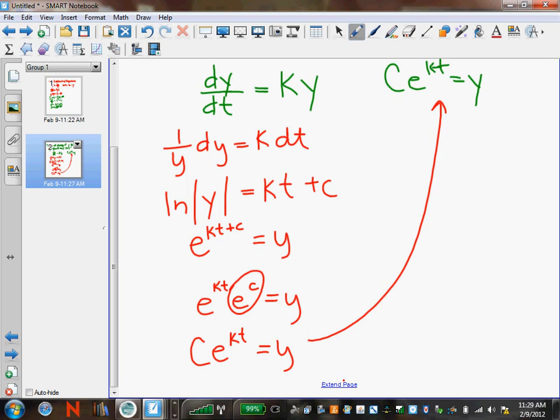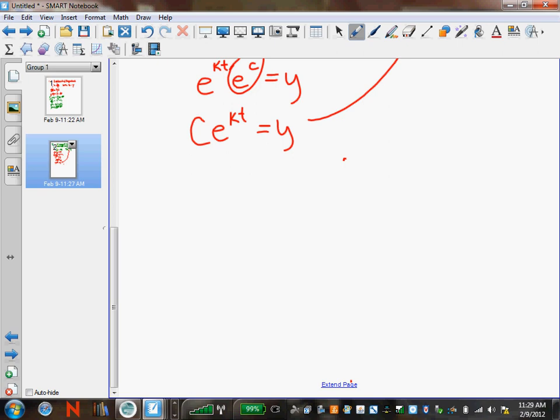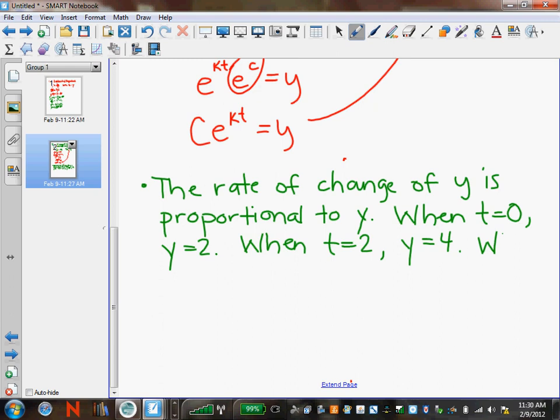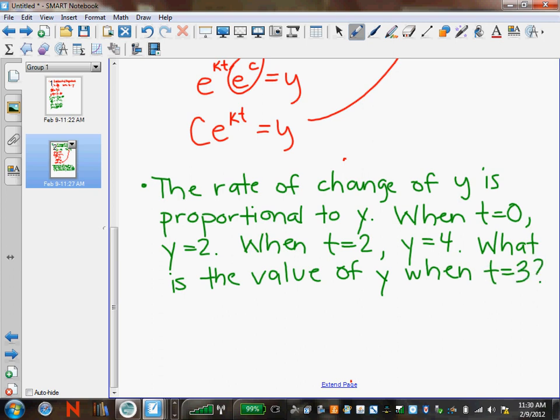Okay, so when will you have to use this? Let's say your problem states the rate of change of y is proportional to y, when time equals 0, y equals 2. When time equals 2, y equals 4. What is the value of y when time equals 3? Is your problem. So you're given the rate of change of y is proportional to y. So that means dy over dt equals ky.